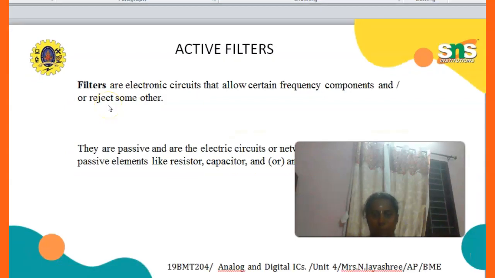So there are active filters. Filters are electronic circuits that allow certain frequency components or reject others. Passive filters are electric circuits or networks that consist of passive elements like resistor, capacitor or an inductor. These are the importance of the filters. So there are four types of filters.